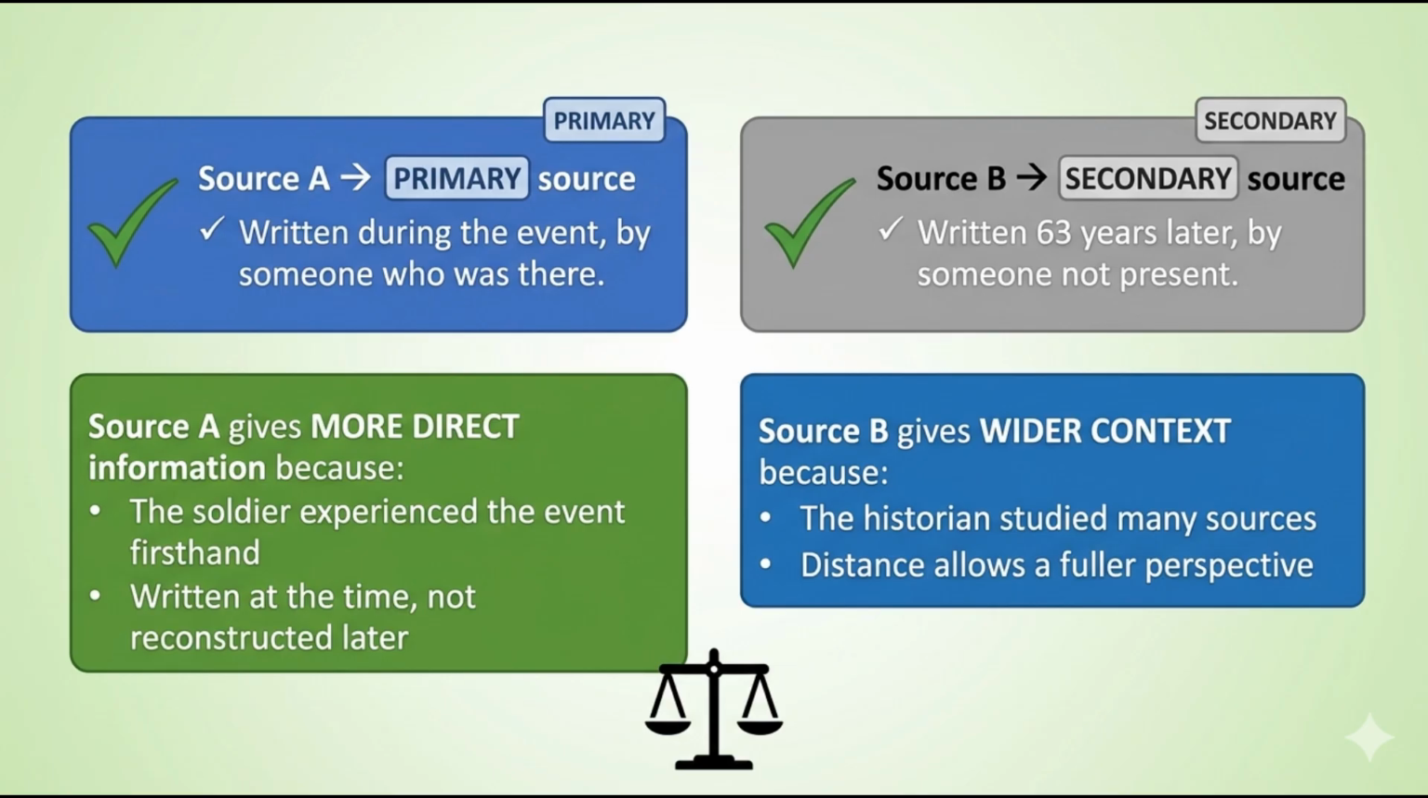But here is something important to consider. Source B might actually give you wider context. The historian who wrote the textbook in 2005 had access to many different sources, documents, other diaries, official records, and could piece together a much fuller picture of what happened and why. Both sources have value. They just offer different kinds of information.